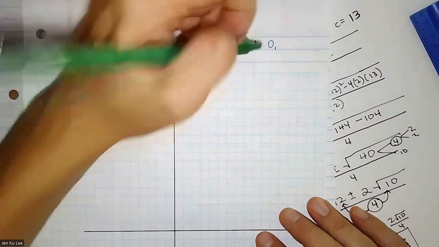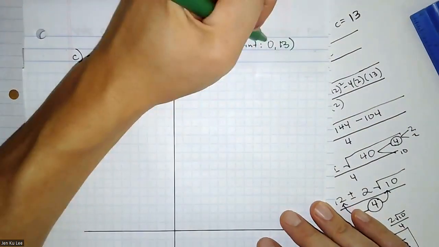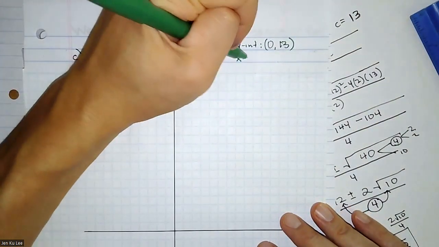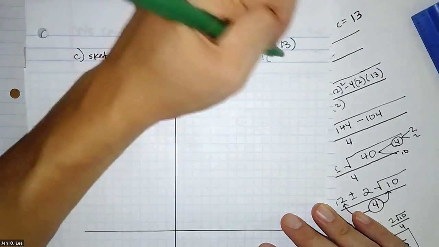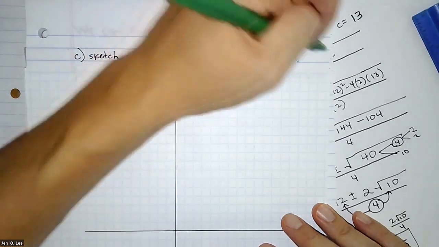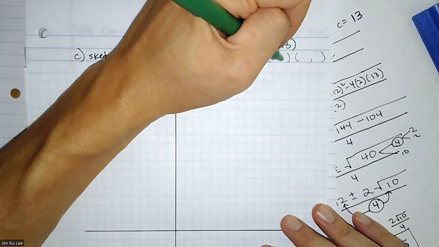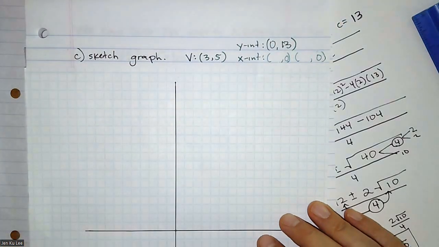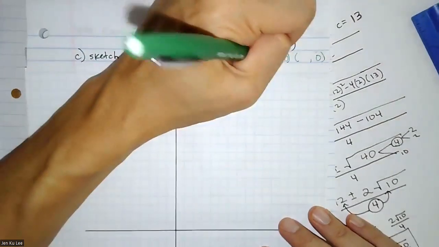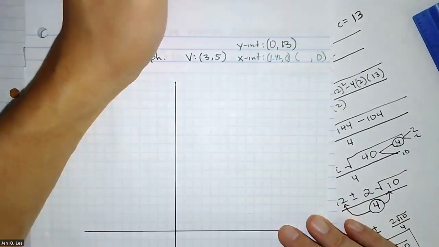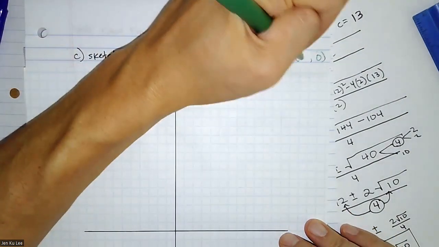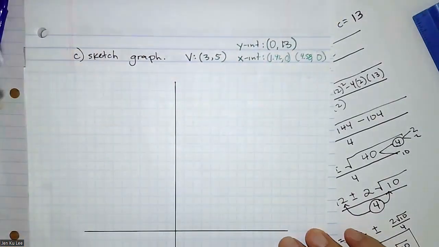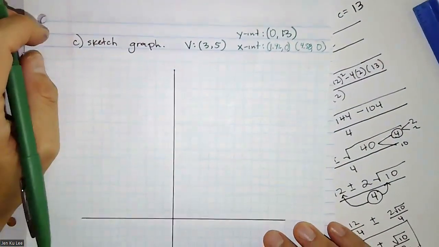0, comma 13, yes. And my x-intercepts, in point-wise, there's 2 points. It's 1.42, comma 0, and 4.58, comma 0. Okay?